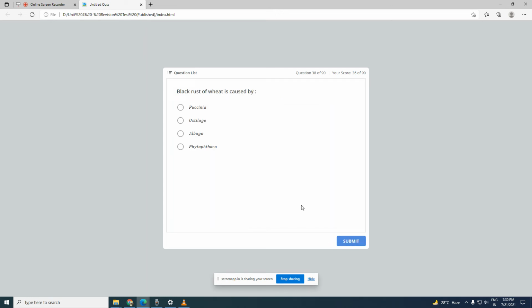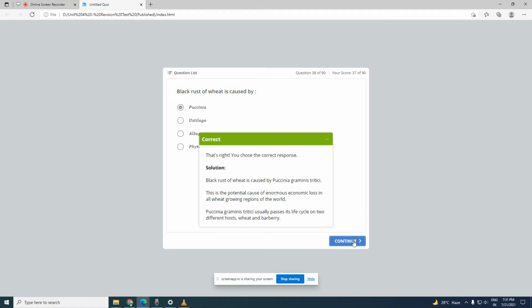38th question. Black rust of the wheat is caused by Puccinia, Ustilago, Albugo, Phytophthora. Which is the right answer? Option A, Puccinia is the right answer.